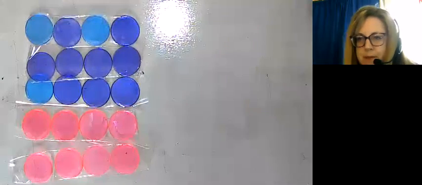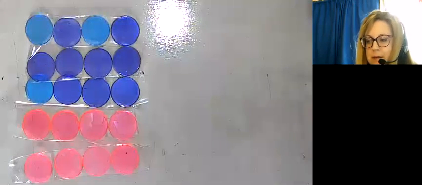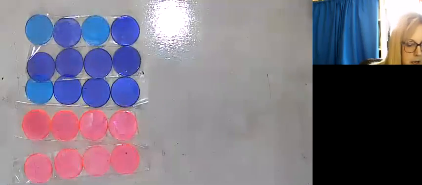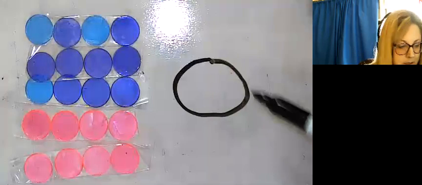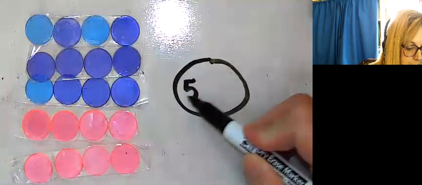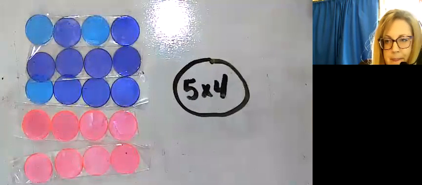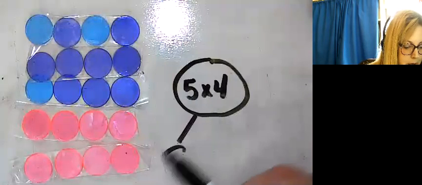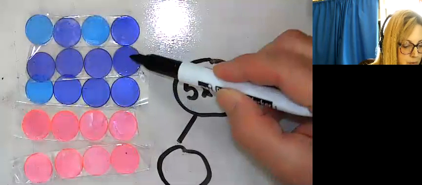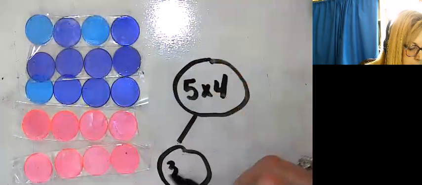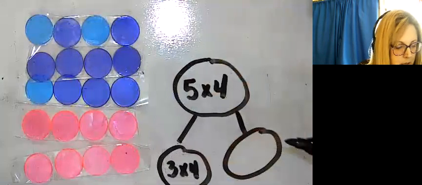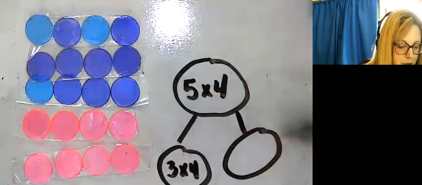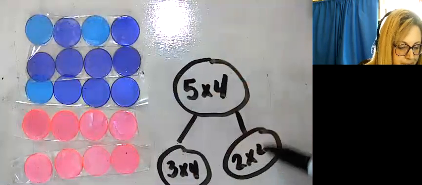If I wanted to write something like that, I could even use a number bond. So let me show you what a number bond might look like. My total array is 5 4s, or 5 times 4. And then I have one array over here that is 1 4, 2 4s, 3 4s, or 3 times 4. And I have another array over here that is 1 4, 2 4s. So that's 2 times 4.